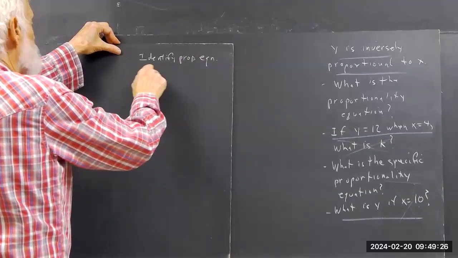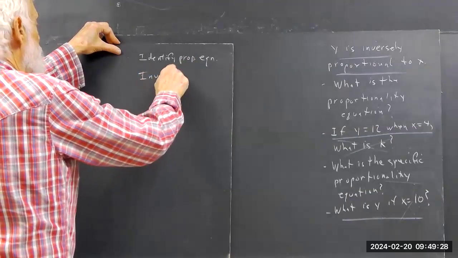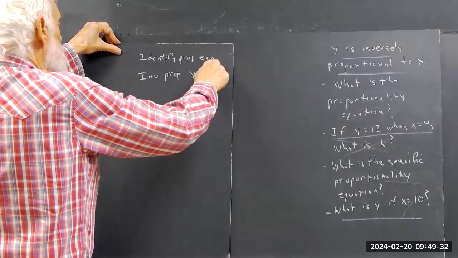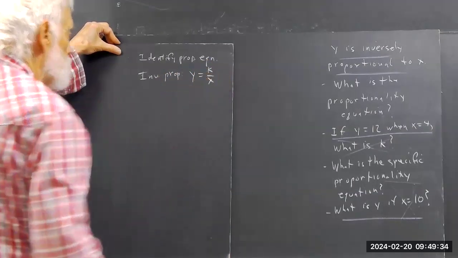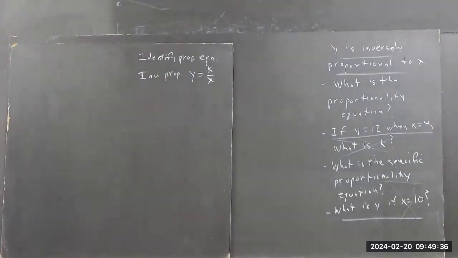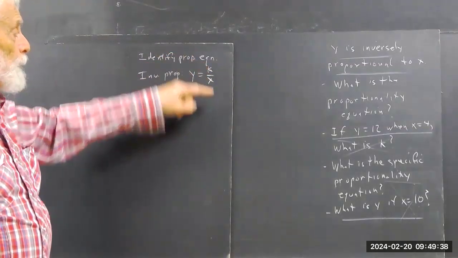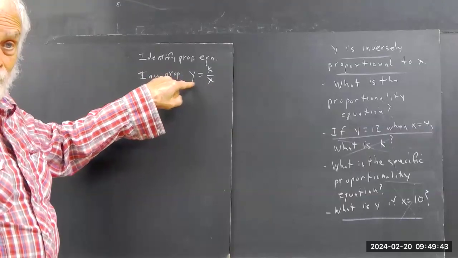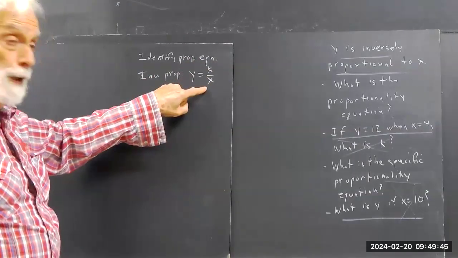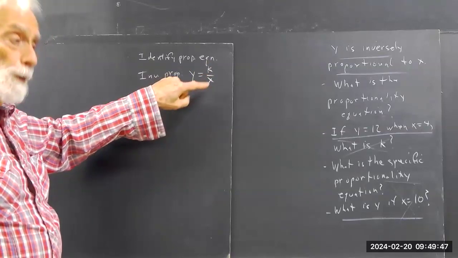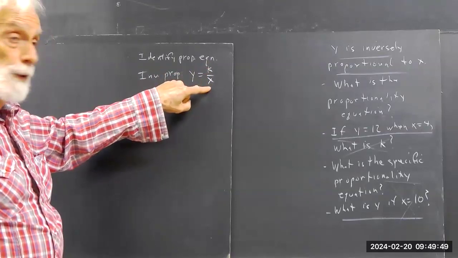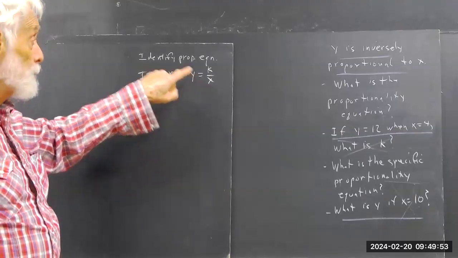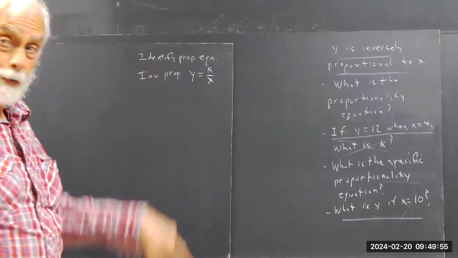Well, inverse proportionality: y equals k over x. Whatever k is, if you divide it by bigger numbers, you're going to get smaller y's. A smaller number goes into k more times than a bigger number. So the bigger x is, the smaller y is. That's what we mean by inverse proportionality.